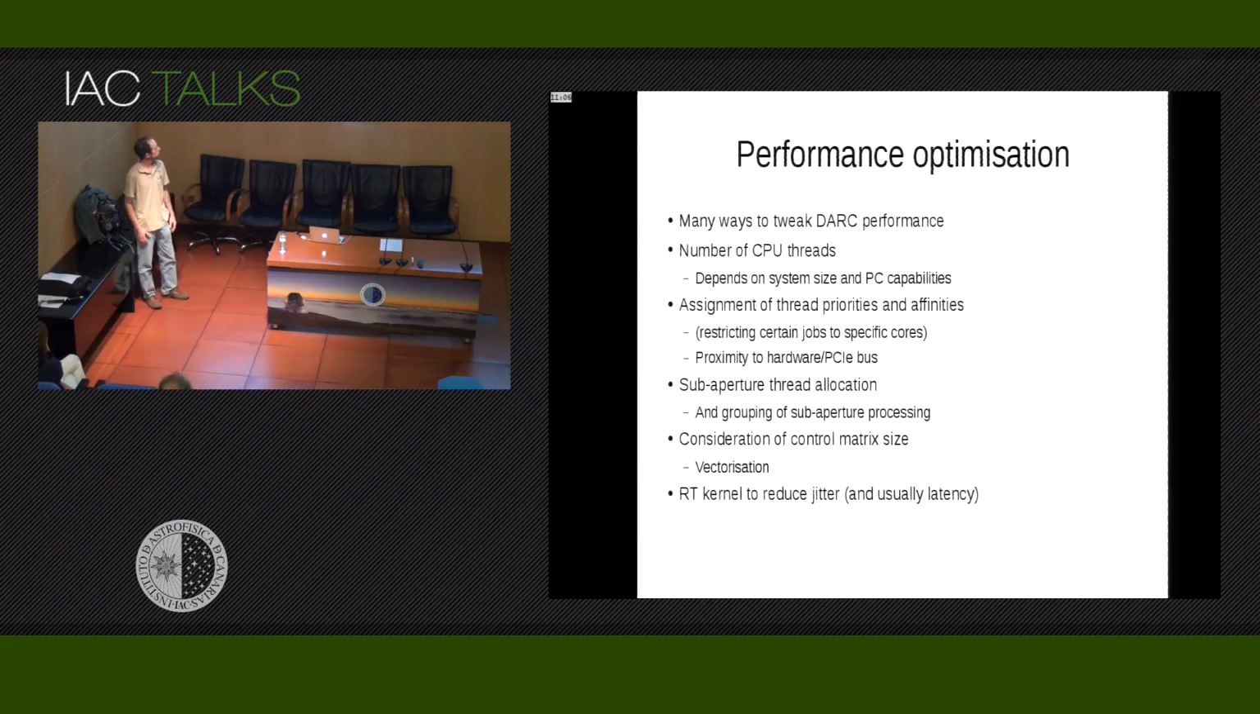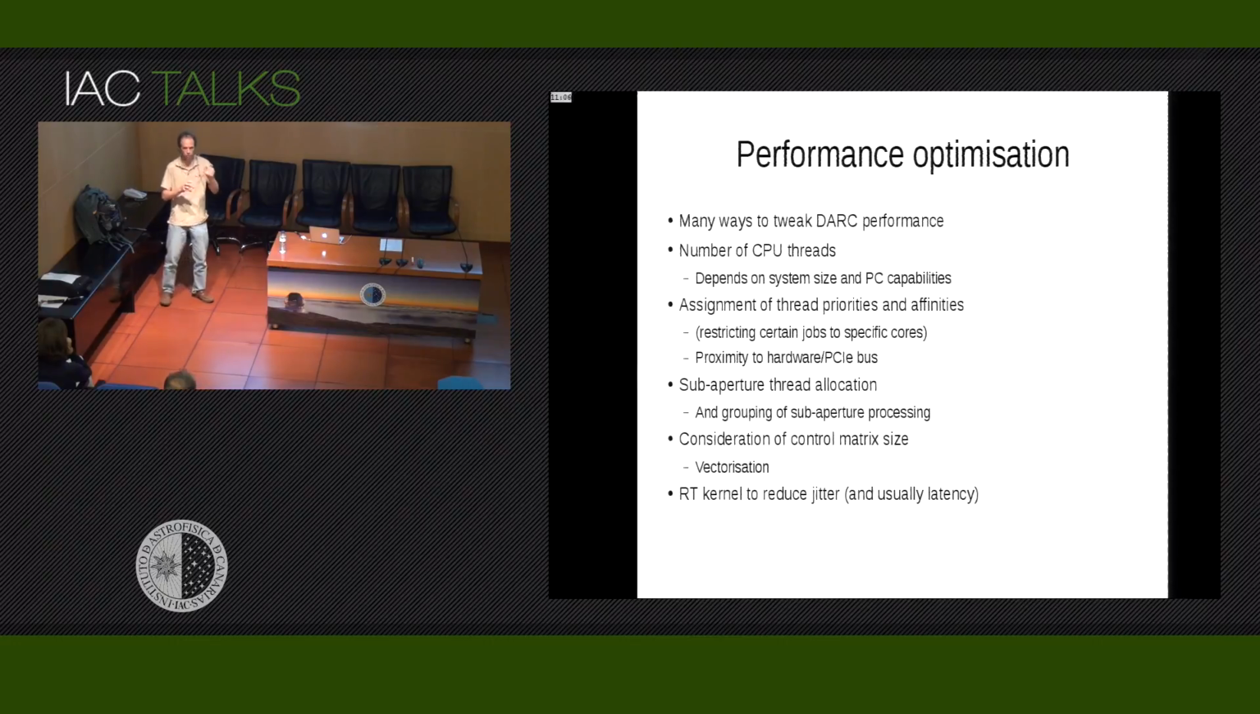So performance optimization within DARC, there are many ways to tweak the performance. Primarily, it's by adjusting the number of CPU threads that are used. So if you're running it on a laptop, for example, which doesn't have many cores, you'd only want a small number of threads, because the more threads you have, the more inter-thread overheads there are. If you've got a large server with maybe 32 cores, you can use many more threads and still get benefit.